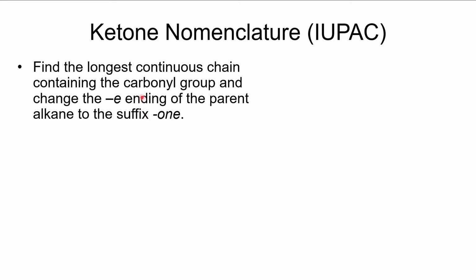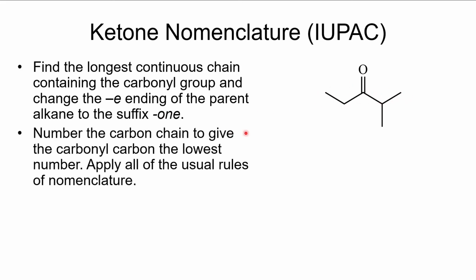All right, for our ketone nomenclature, we're going to start with the IUPAC nomenclature. We want to find the longest continuous chain that has the carbonyl group and then change the ending from -e to -one. So for example, butane becomes butanone and pentane becomes pentanone. So this would be a pentanone group because we have 1, 2, 3, 4, 5 carbons in that group.